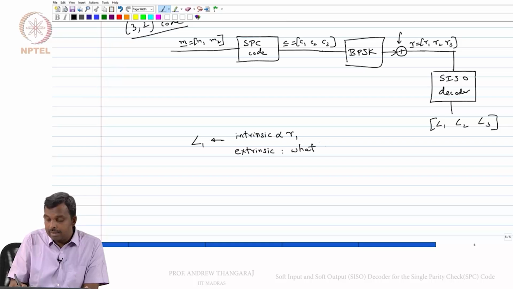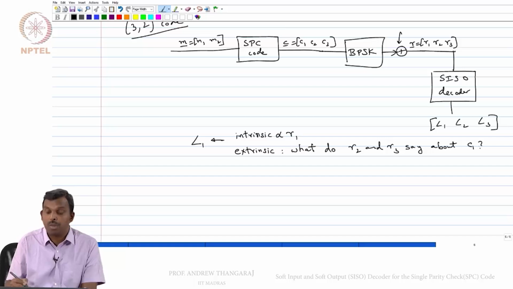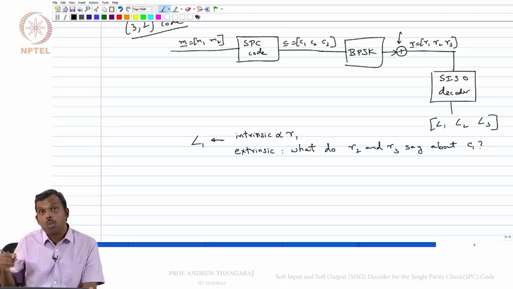To answer this, look at what that question really means. What do R2 and R3 say about C1? That's the question about the extrinsic information. R1 was quite easy. What does R1 say about C1? It's just proportional to that. We saw that in the channel LLR calculation. Now for the extrinsic part, what do R2 and R3 tell about C1?